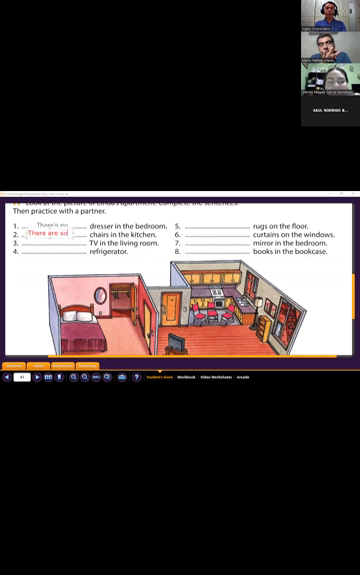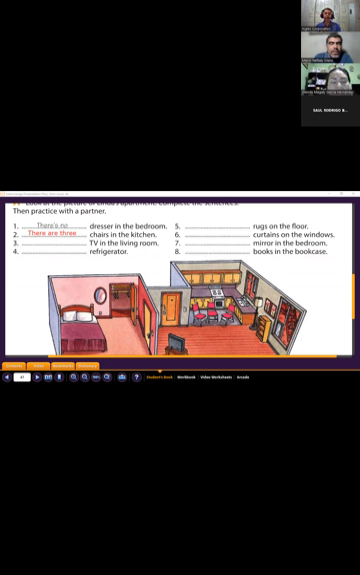We can add some, right? Or we can say there are, how many do you see? There are three, right? One, two, three. Yeah, we can say that. There are three chairs in the kitchen. Good. Next one, please, Griselda.